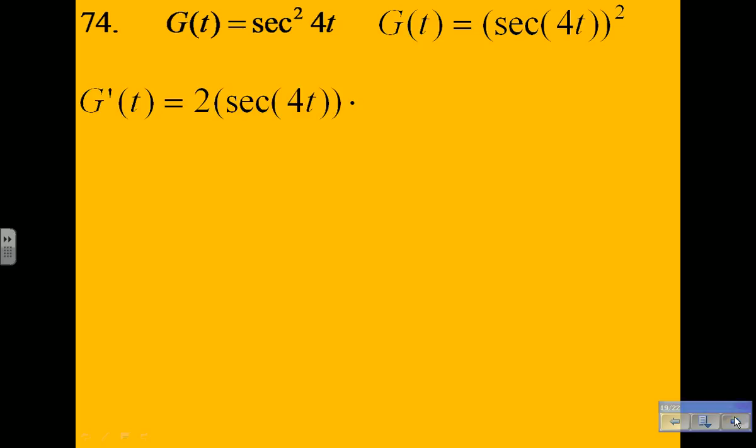Well, it's the squared first. The derivative of secant is secant tangent. And the derivative of 4t is 4. And that's the first derivative. You can combine them. Yeah, that'd be secant squared, and that'd be 8. So you have 8 secant squared tangent 4t.